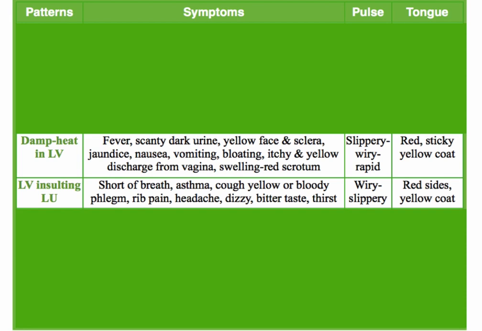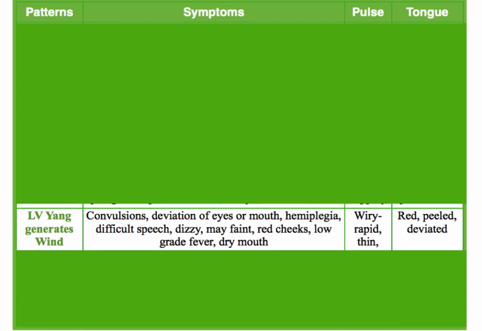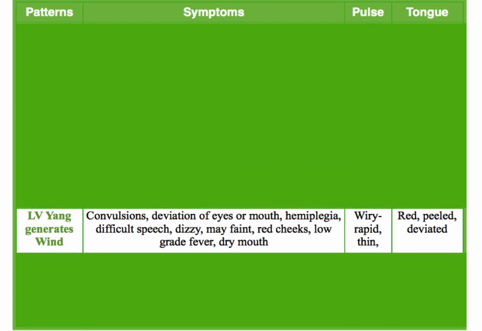Good? Good. Very different. Now let's look at one that's different as well. It's liver yang generating wind. Okay, so wind is the element that's related to wood and to liver, right?